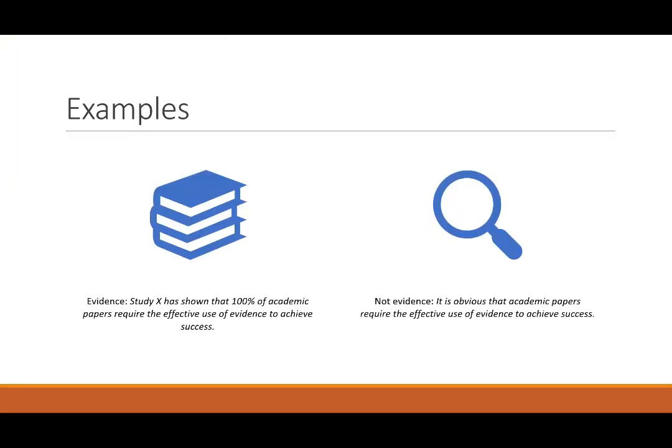So here are a couple of examples of simple pieces of evidence you might use in a paragraph. Evidence: study X has shown that 100% of academic papers require the effective use of evidence to achieve success. This is a good piece of evidence because it's citing a specific study. It's pulling out a specific piece of statistical evidence that is going to be used to support a claim. The more specific your evidence is, the more persuasive and effective it's going to be.